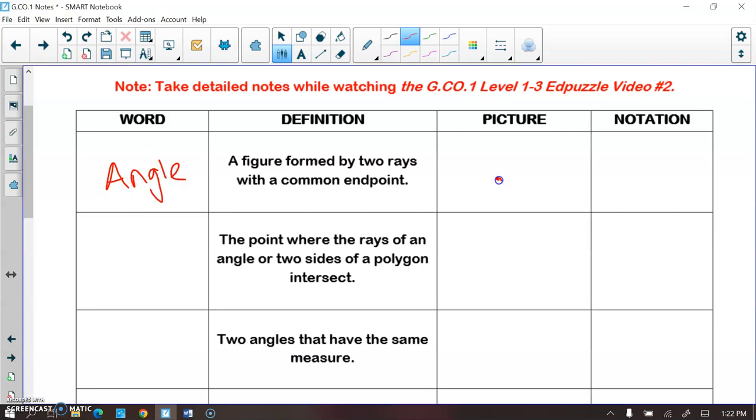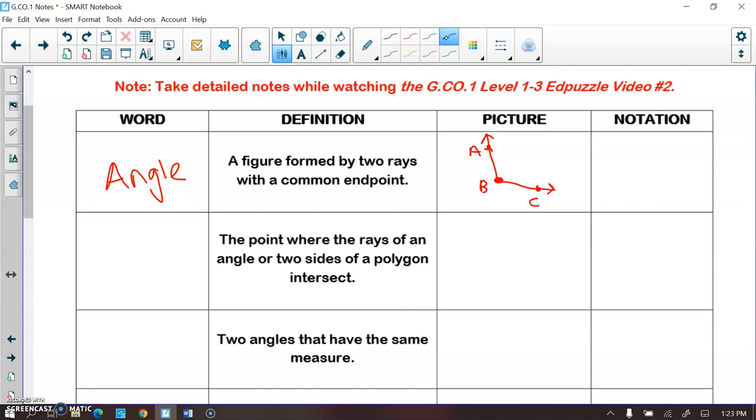Because if I have a ray that looks like this, and a ray that looks like this, those are two rays connected at this common endpoint, and that forms an angle. Now, when we name an angle, we typically name an angle with 3 points. So here are my 3 points, A, B, C.